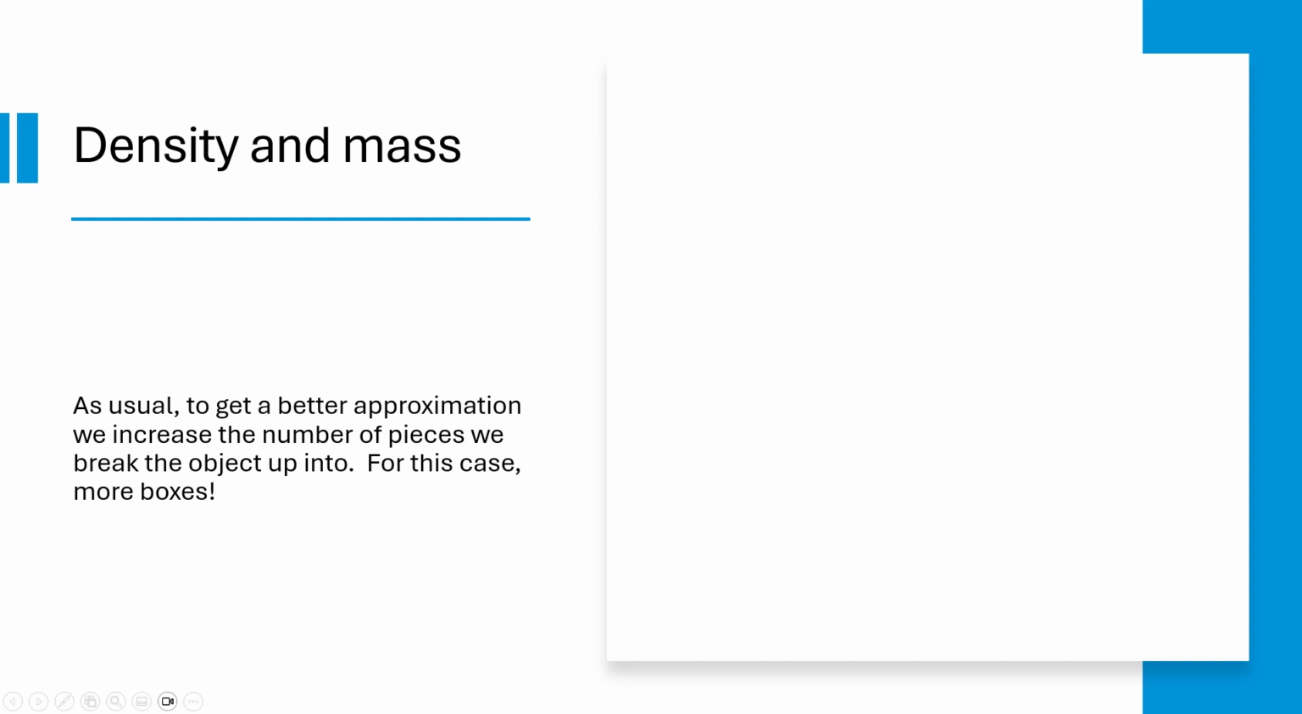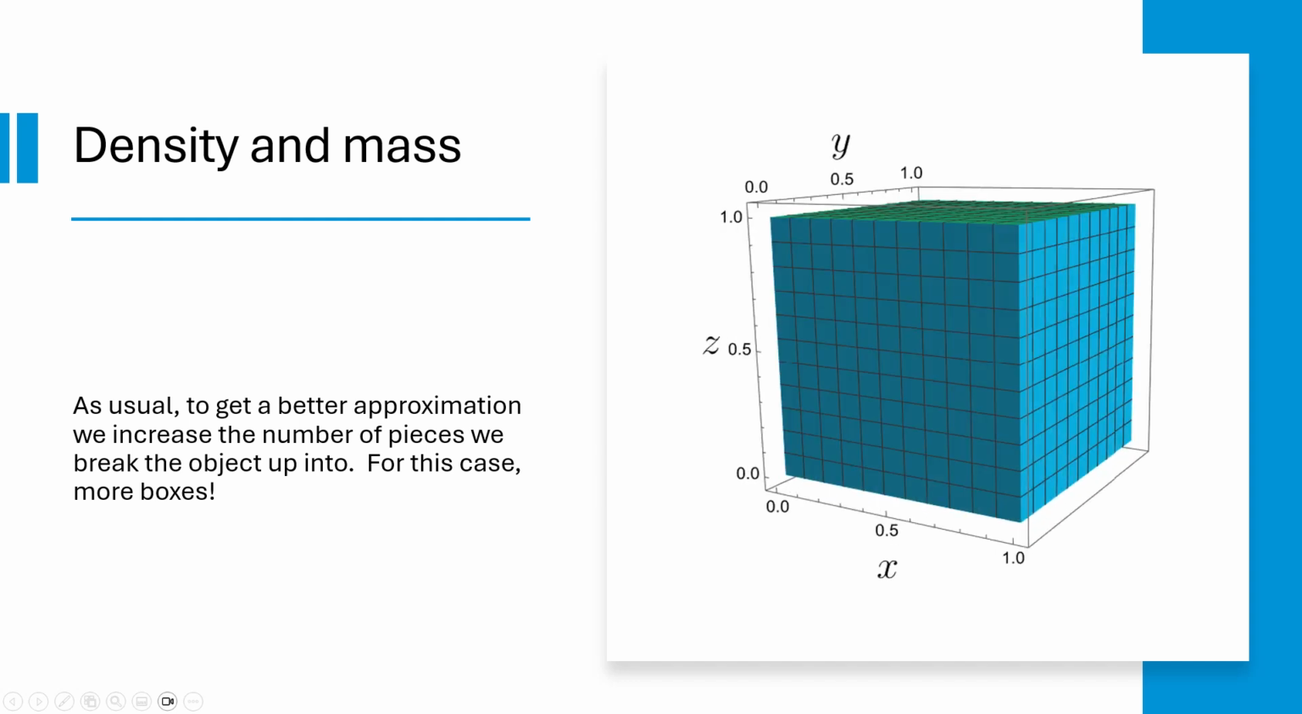As usual, to get a better and better approximation, we just increase the number of pieces that we break the object up into. So more and more boxes will give us a better and better approximation, because the smaller the little sub boxes, the better our approximation that the density is constant on that sub box. So for instance, here's breaking it up into more boxes. We have lots of boxes here for this piece. I think there's maybe 10. Yeah, there's 10 in each direction in this case. So we've broken this box up into 1,000 boxes now.